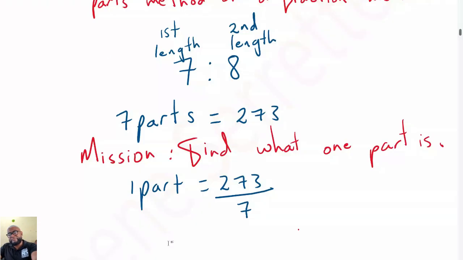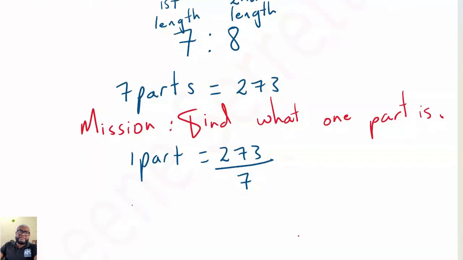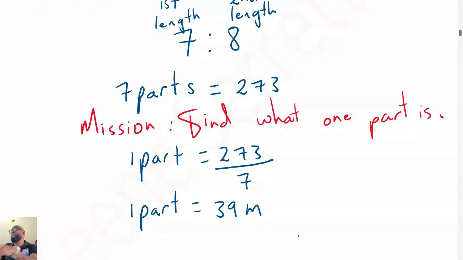So, what is one part? That's about one part is equal to 273 divided by 7. So one part will be equal to 39 meters. Everybody good there? The whole thing about ratios is once you find what one part is, I can find what 8 parts are.